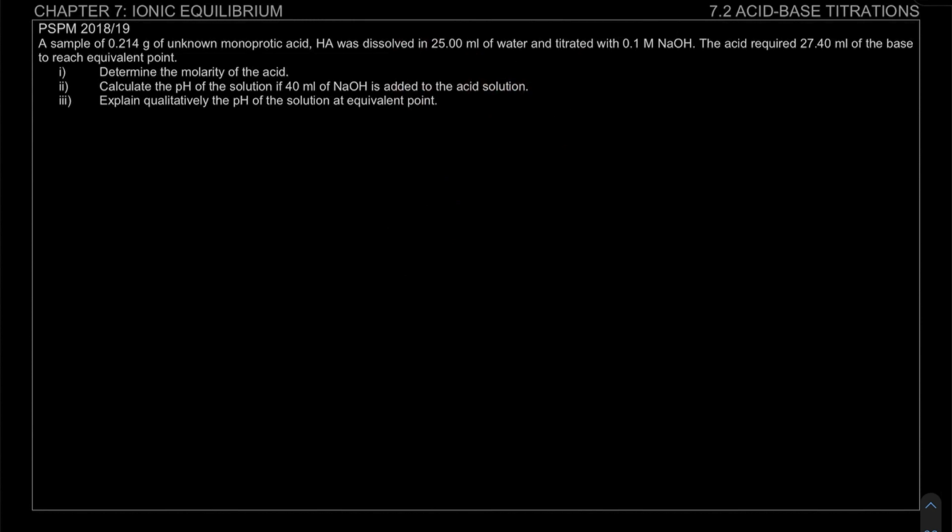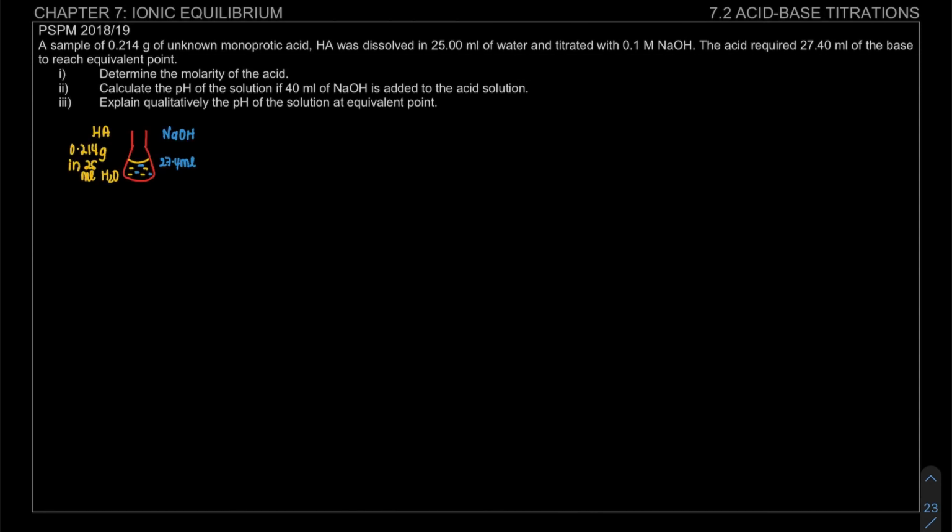But then again, I would like to draw the conical flask, and then write down the information regarding the acid and the base. So this is the conical flask, and then we have our acid information here and our base. Okay, next question is to determine the molarity of the acid. So how do we know the molarity of the acid?